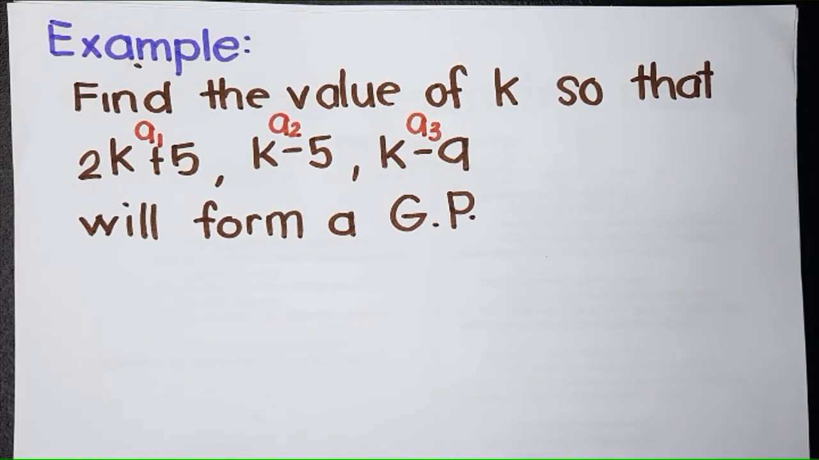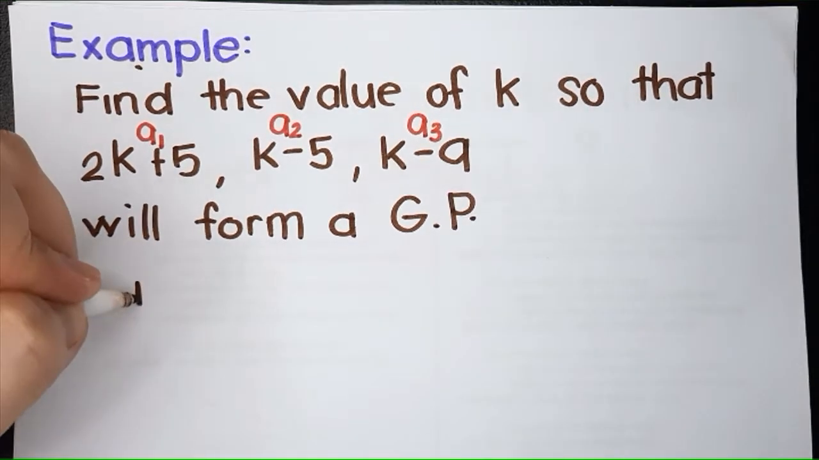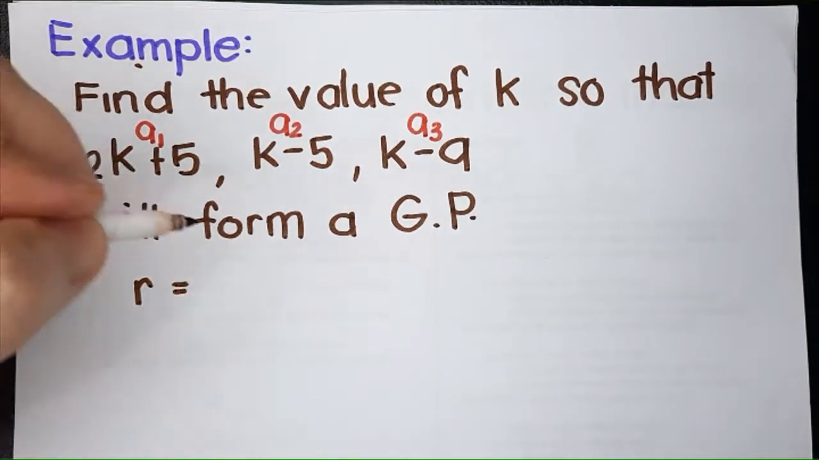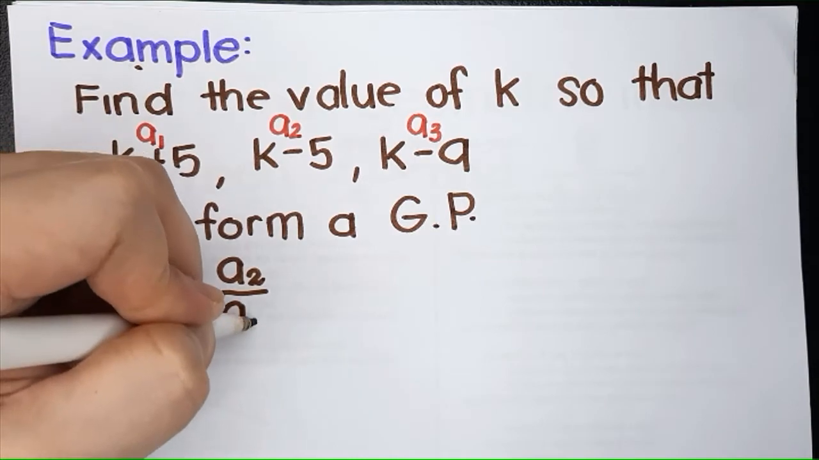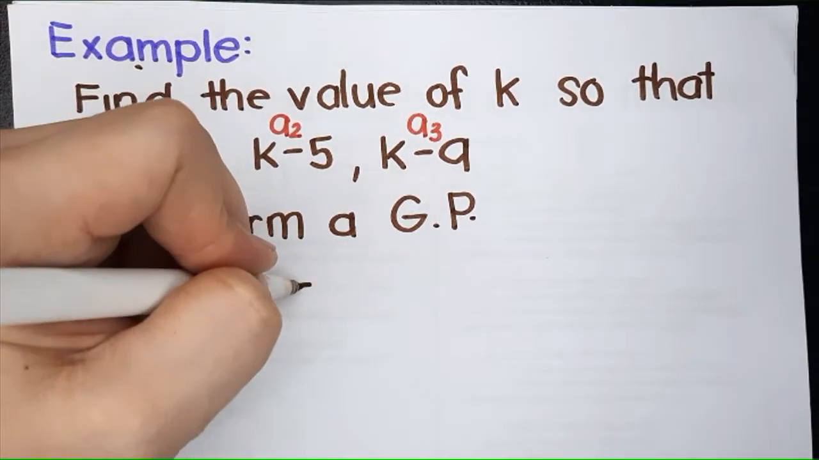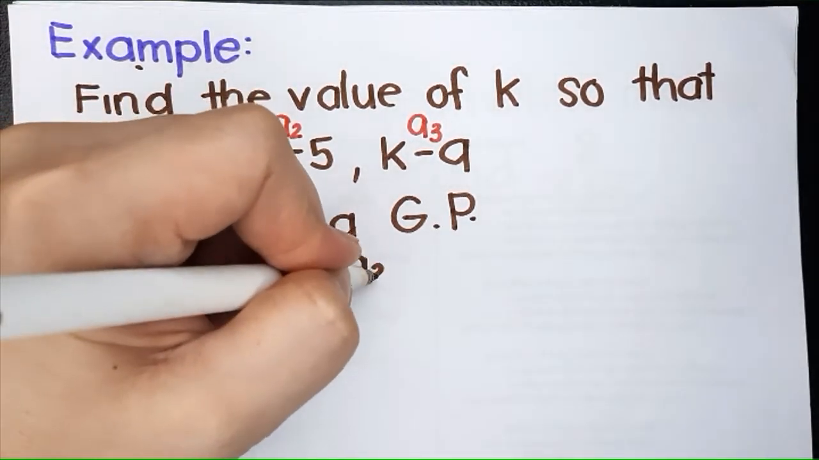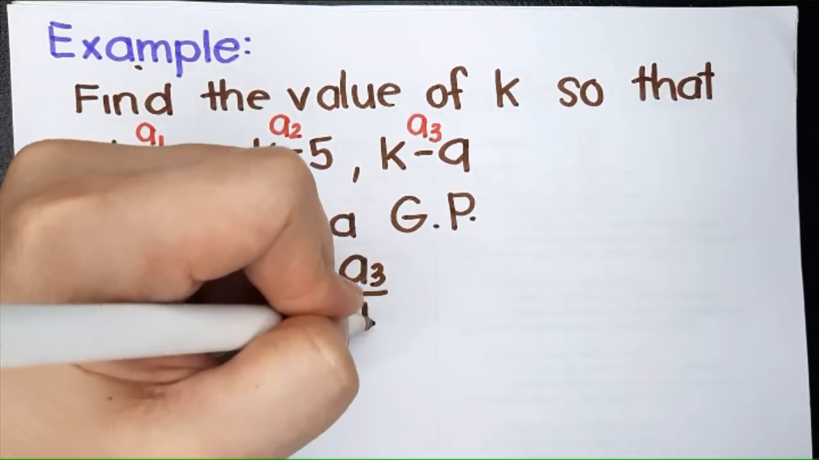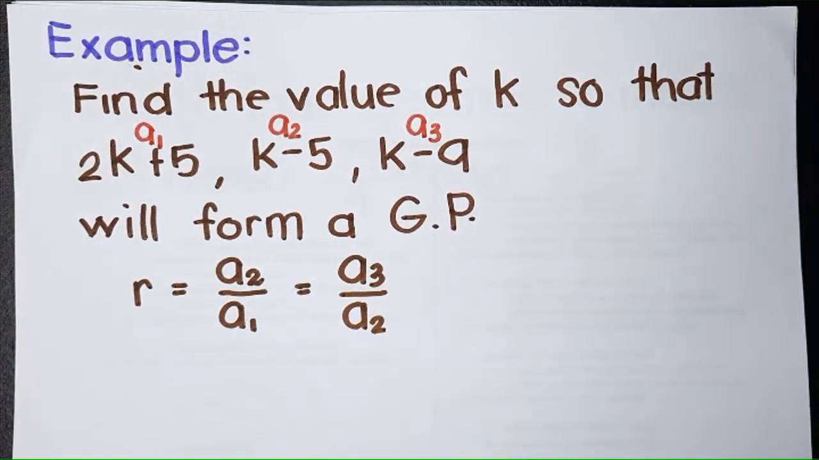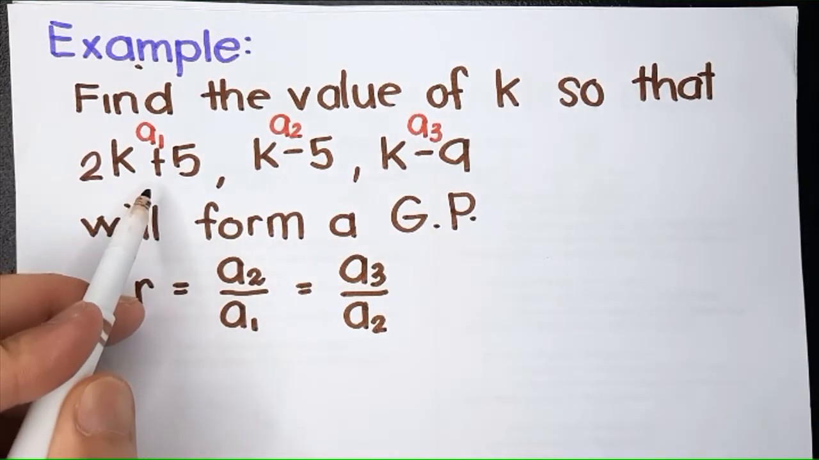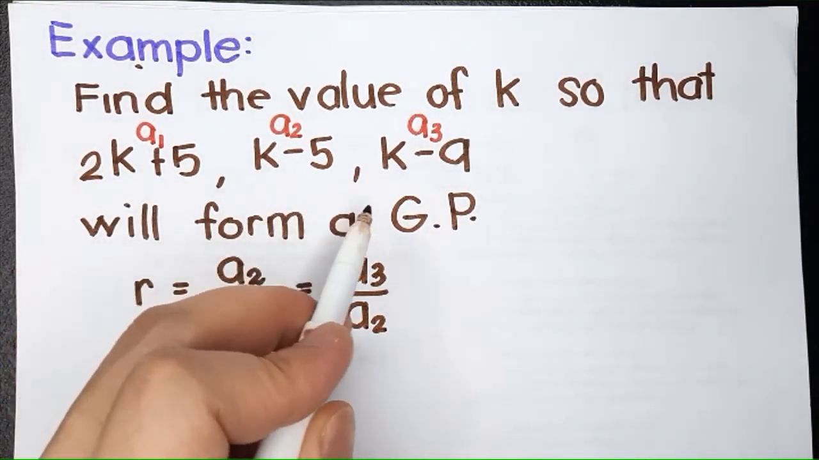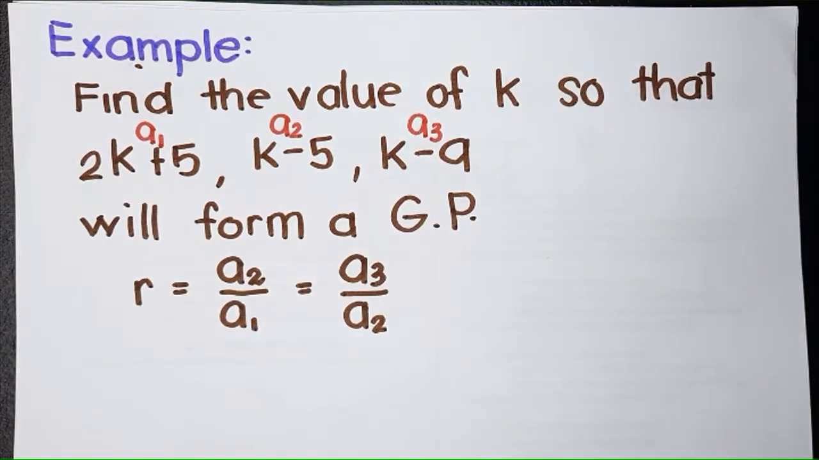Do you still recall? Okay. So, R can be equal to A sub 2 divided by A sub 1, or it can also be A sub 3 divided by A sub 2. Okay? And then, we just substitute the values of A sub 1, A sub 2, and A sub 3. Okay? Let's do it.